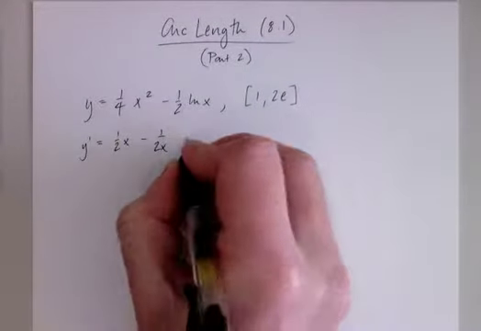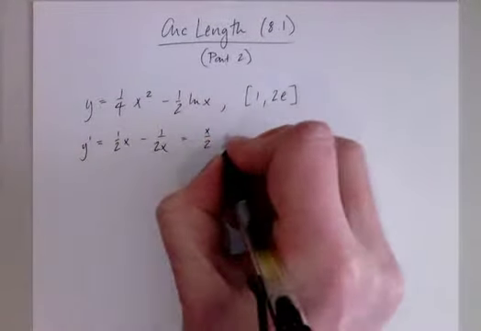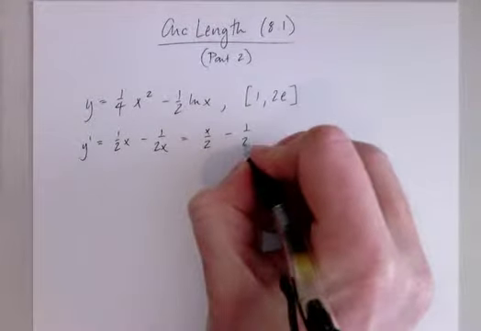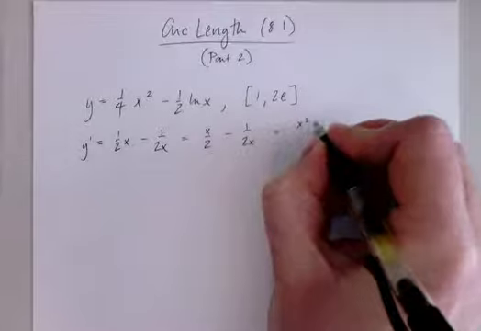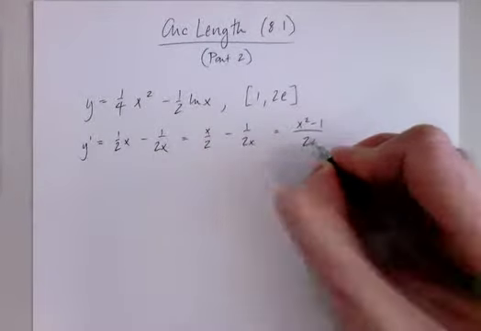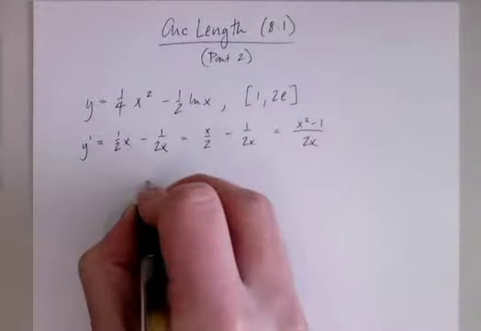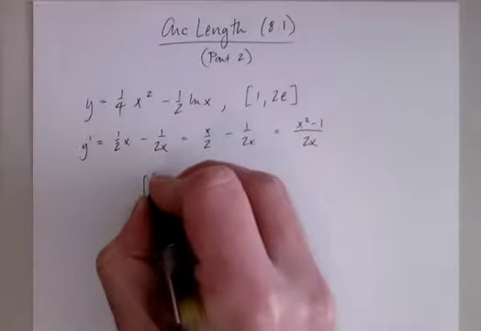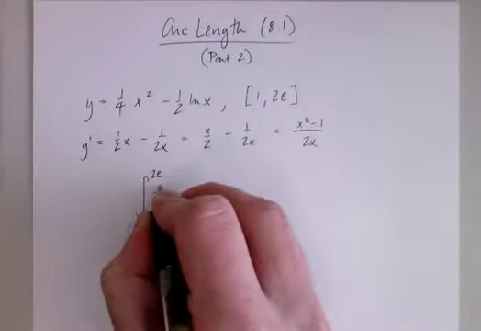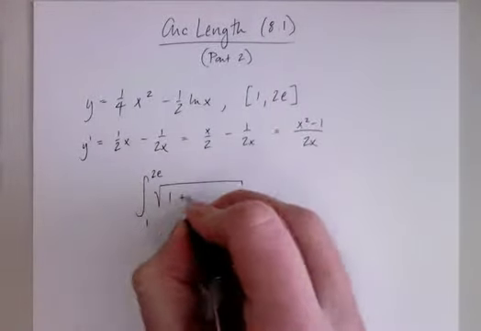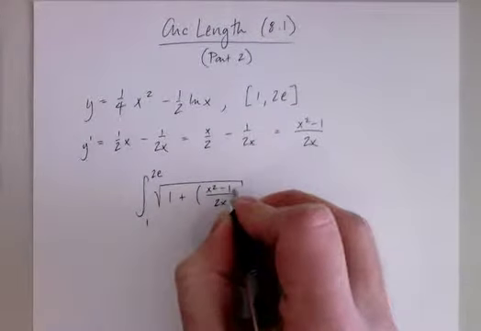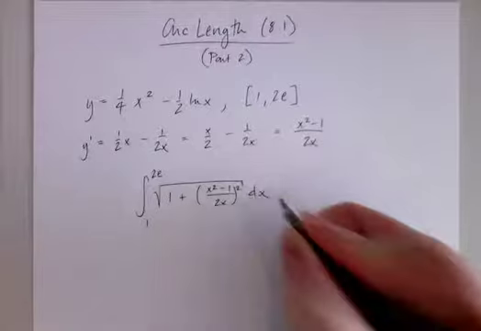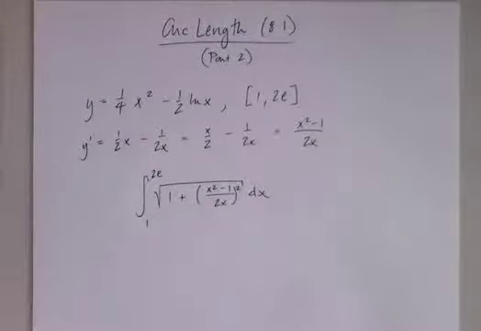And you can go ahead and get a common denominator if you would like. 1 over 2x. And so this winds up being x squared minus 1 over 2x. Then you would basically just evaluate it from 1 to 2e, 1 plus, and just plop in your y prime right here. And that should be that.